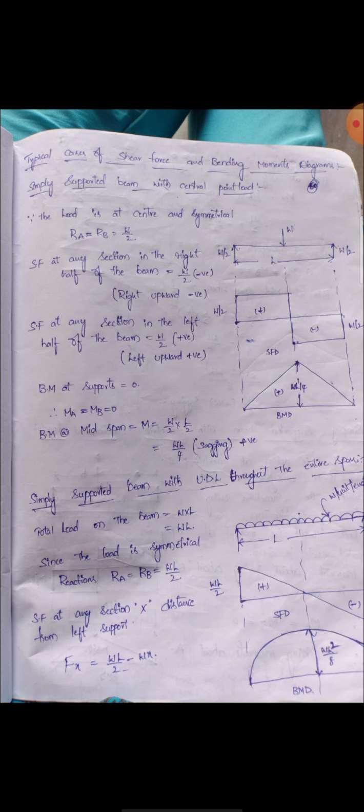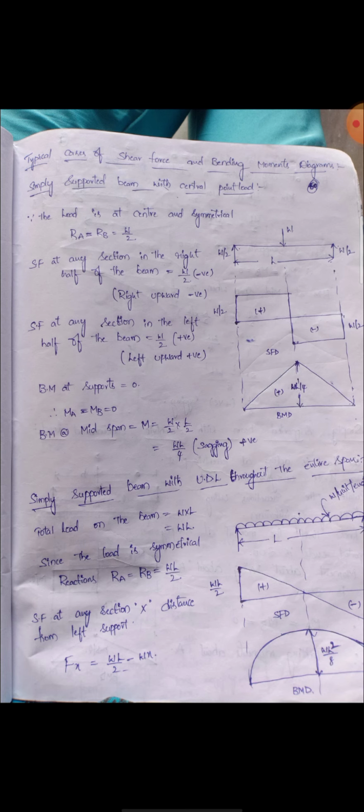So first, considering a simply supported beam having a central point load W. The figure shows W is the central point load and L is the length of the beam. For that beam, what is the shear force value and what is the bending moment value? We find that by taking the reaction values. Therefore, the first step: the load is at the center and symmetrical.